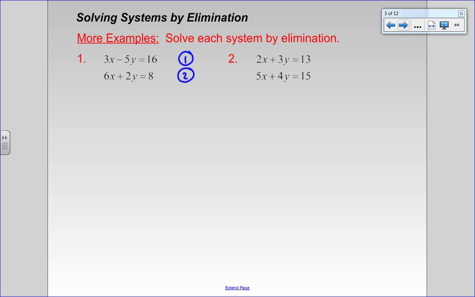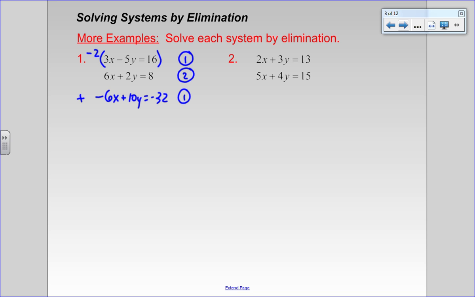So we need to perform the second step of the elimination process, which is to multiply one or both equations by a constant. In this case, the easiest way to obtain opposite coefficients would be to take equation number 1 and multiply both sides by -2. So we would have -6x in equation 1 compared to 6x in equation 2. So let's rewrite equation number 1 as -6x plus 10y equals -32.